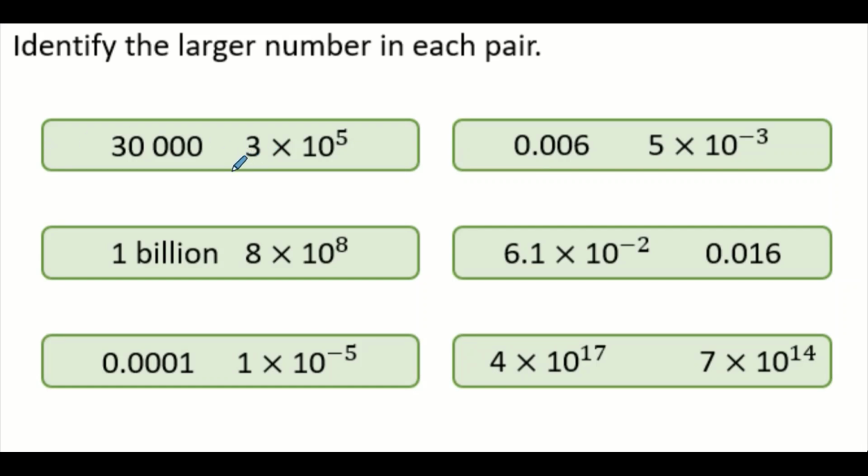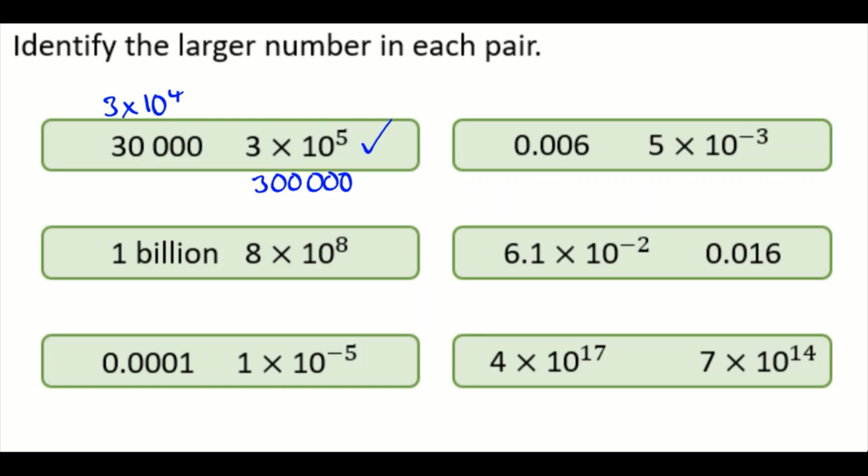There's several ways you could do this. You might want to convert both numbers to standard form. So this number would become 3 multiplied by 10 to the power of 4, and then compare. We can clearly see then that 3 times 10 to the 5 is the larger number. The other option would have been to write 3 times 10 to the power of 5 in decimal form, and then compare 30,000 to 300,000 to be able to spot that 3 times 10 to the 5 was the bigger answer.